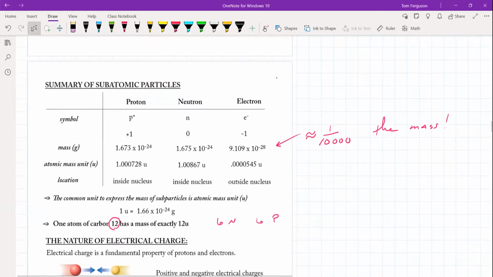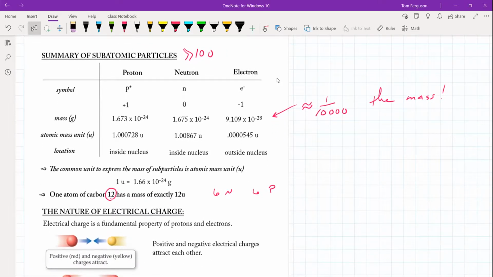We are calling those subatomic particles. And there are over 100 of these things. There's muons and bosons, just a whole bunch of different kinds of particles. The three main ones are protons, neutrons, and electrons. And that's what we're going to be focusing on. And then when you get into a higher course, you'll talk about some of those other subatomic particles.